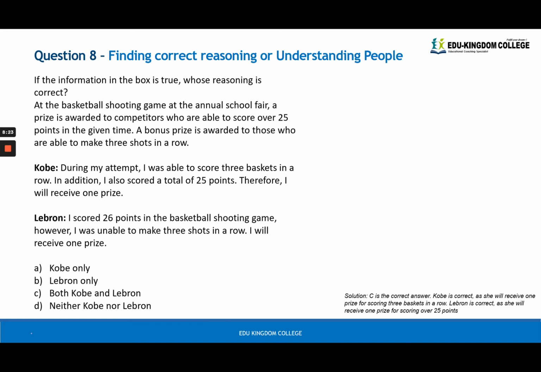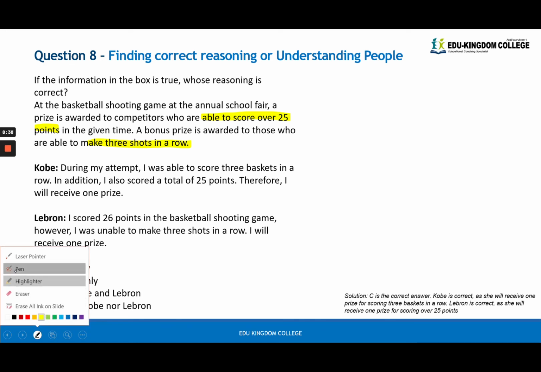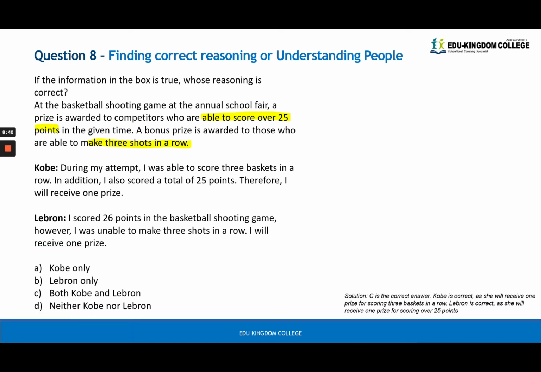Okay, number 8. The main bit of importance in the first paragraph is how they're getting the prize: score over 25 points and a bonus prize if they're able to make 3 shots in a row. So Kobe says we can make 3 baskets in a row, so we'll get 1 prize. I scored a total of 25 points. We won't get a prize there because we want over 25. So therefore I'll receive 1 prize.